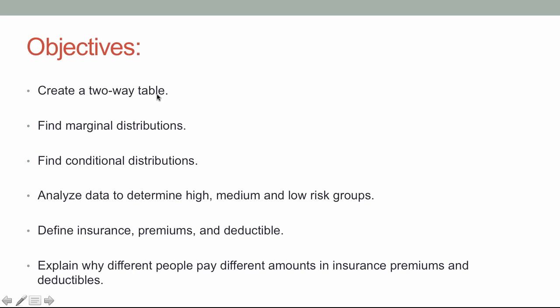Okay, what did we cover? Well, we did a lot with two-way tables, right? Reading them, interpreting them, knowing how they work. We talked about marginal distributions out of the total population, and conditional distributions where we would focus on a specific subgroup for probabilities. We analyzed data to figure out who is a high-risk group and who are low-risk groups. We talked a lot about insurance, premiums, deductibles. What do all these words mean? How does insurance work? And we explained, I think, why different people pay different amounts in insurance premiums and deductibles based on how risky or not risky you are.